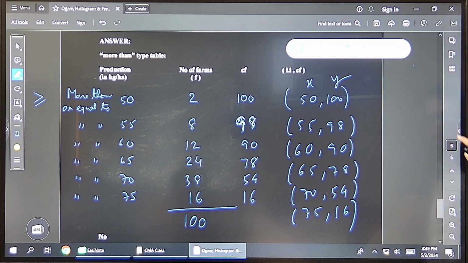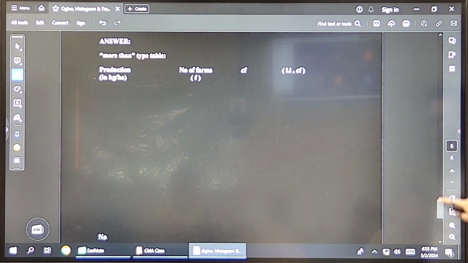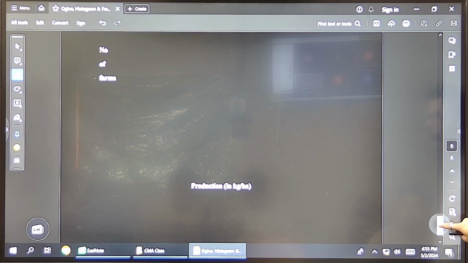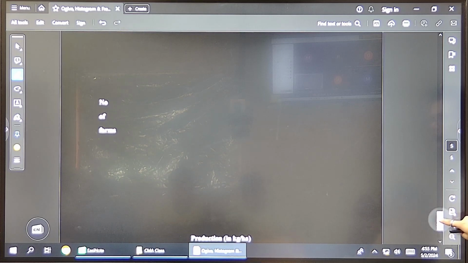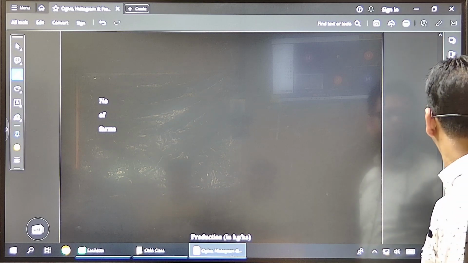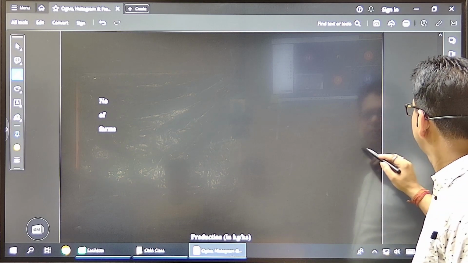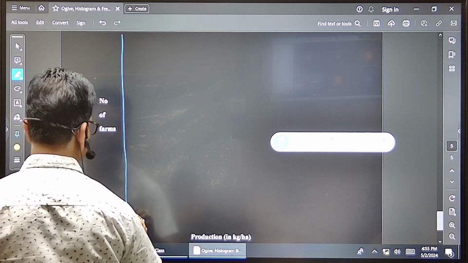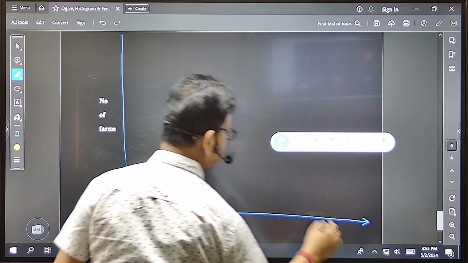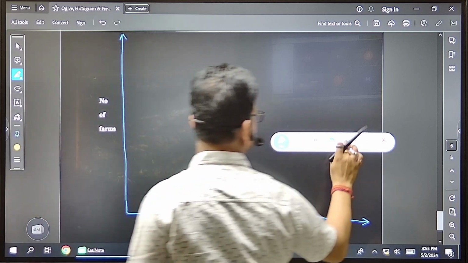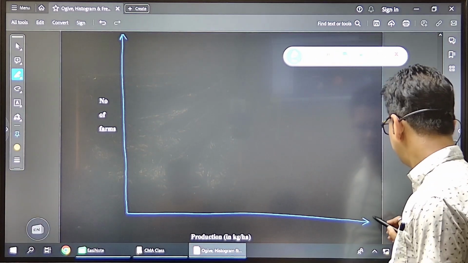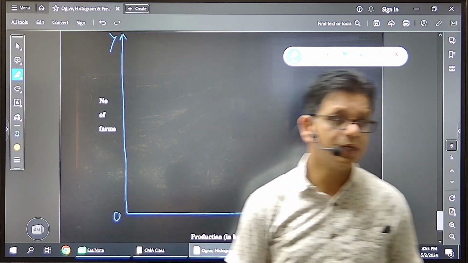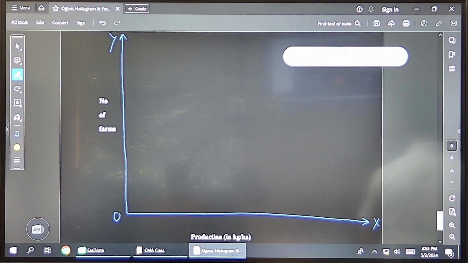Now, so this table is ready. Table is ready. So we are going to make the graph now. To make the graph, as you know, it will go like this. Now, x-axis, y-axis, same thing. This time the graph will be less than type, upward.